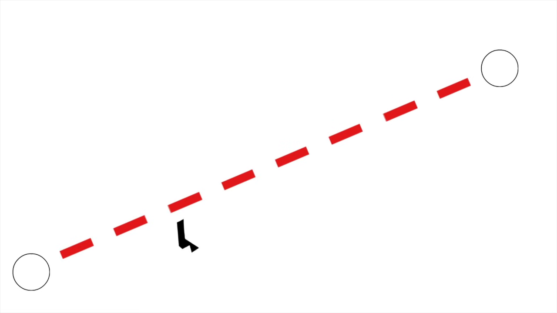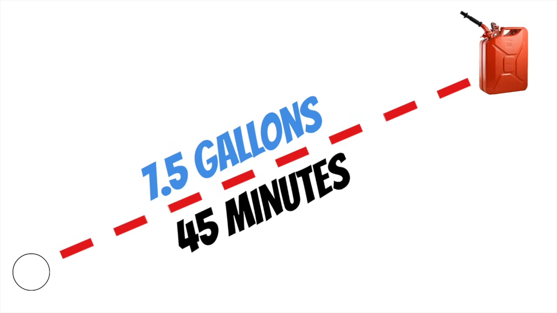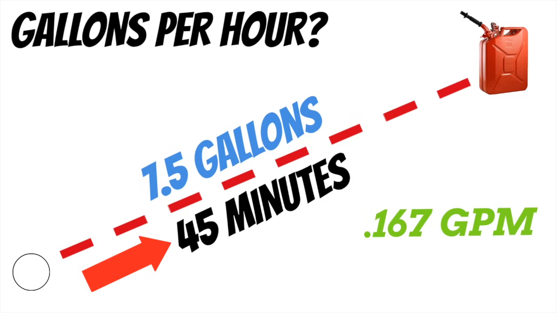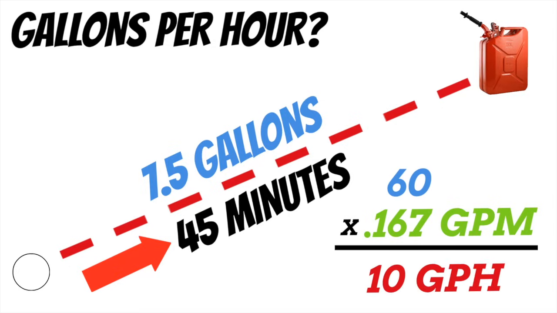Now, let's say I flew to another airport with full tanks and it took me 45 minutes to get there. When I landed, I went ahead and topped off the plane with more fuel and it took 7.5 more gallons. How many gallons per hour did I burn on that trip? This one's a little bit tricky, but if we divide 7.5 by 45, we can see that we're burning about 0.167 gallons per minute. If we multiply that times 60 minutes, you'll see that we're burning 10 gallons per hour.